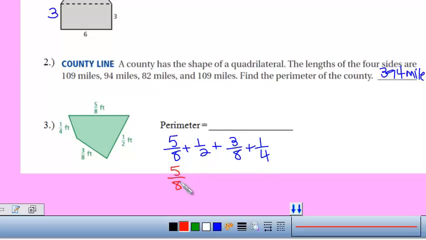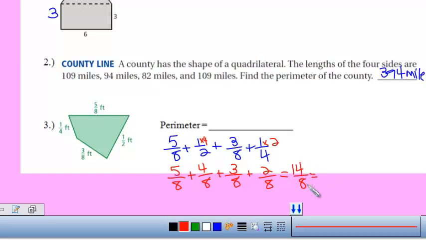So this will stay the same at 5/8. This one will have to get multiplied by 4 to become 4/8. This will stay at 3/8. And this one will have to get multiplied by 2. Now, my 8 is my denominator, so I'm going to add up 5 plus 4 is 9, plus 3 is 12, plus 2 is 14.